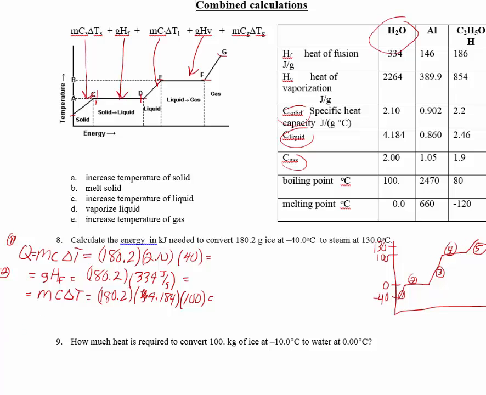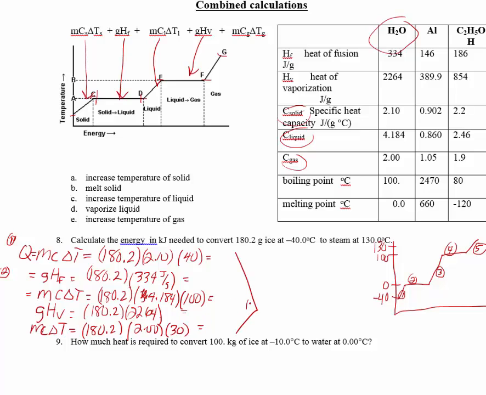Now, part 4, straight line again. That's a phase change. This time the phase change is vaporization. So it's 180.2. And heat of vaporization is 2264 joules per gram. And then we have this last little bit where it's a steam, it's gas only. So how much energy to heat that steam? Well, mass, this time the specific heat for a gas. And the temperature change there was 30 degrees, from 100 up to 130.